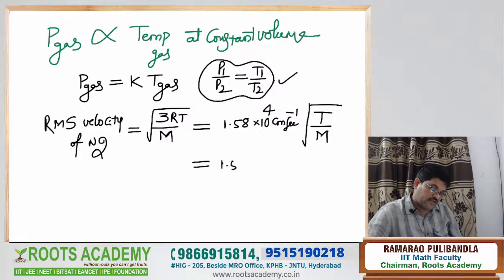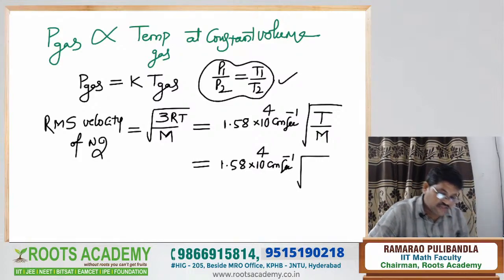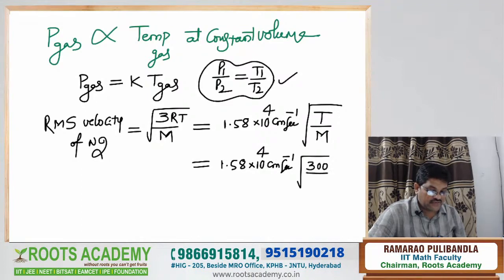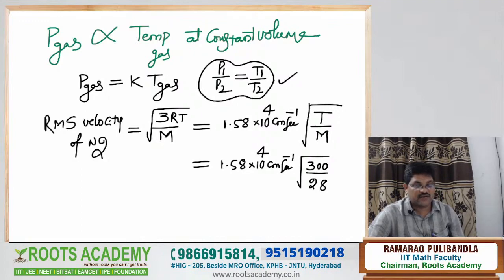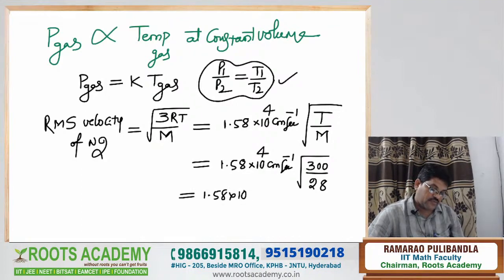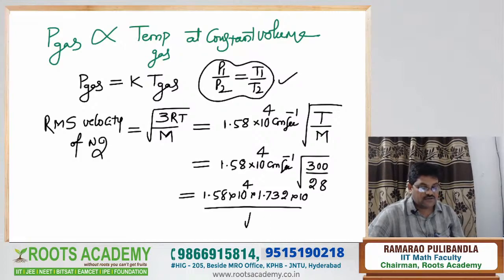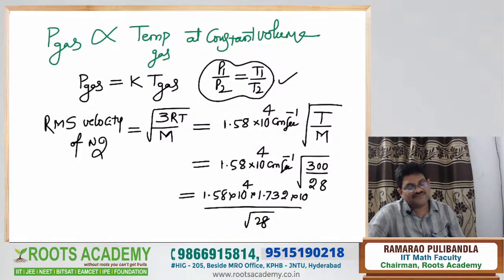From that, what do you write? 1.58 into 10 power 4 centimeters per second. What temperature is given? 27, that means 300 kelvins. And the molecular weight given is 28 grams. Now once simplified, you get the answer. 1.58 into 10 power 4. Root 3 means 1.72. Root 100 means 10, over root 28. So how do you write root 28 now? Root 7 into 4.